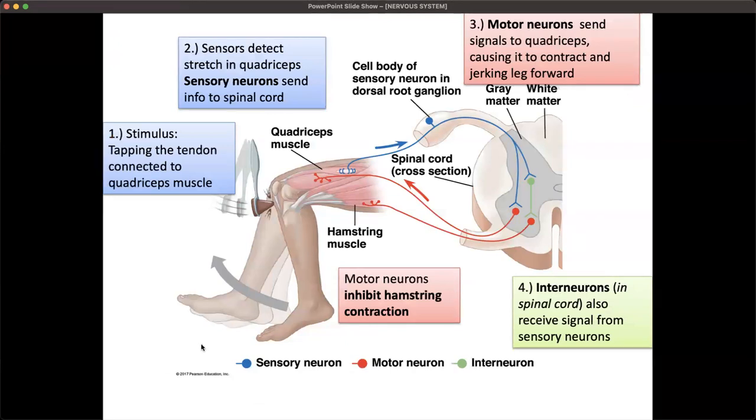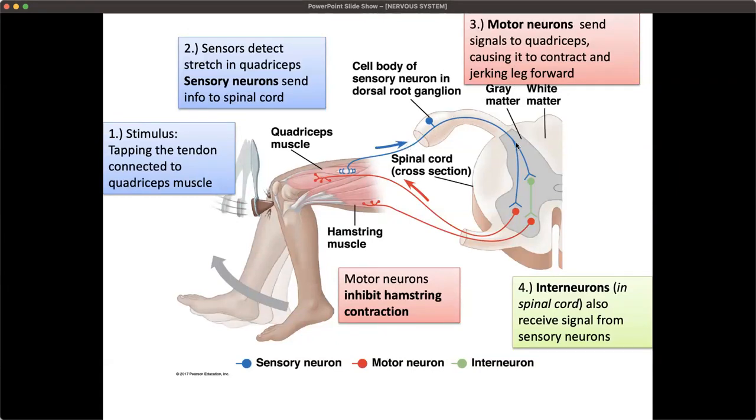we have a stimulus over here. It should be the stimulus where you are tapping the tendon connecting to the quadricep muscle. Then the sensor, or the receptor, is going to detect the stretch in the quadricep. So the sensory neuron is going to send the information, or the stimulus, to your spinal cord. This is the cell body of the sensory neuron in the dorsal root ganglion.